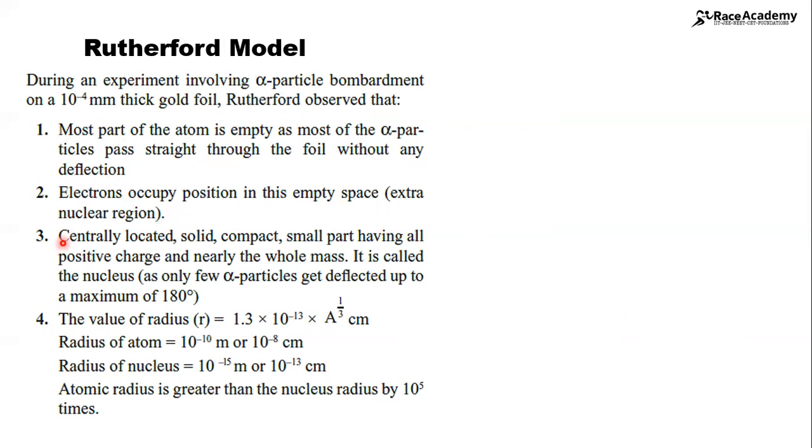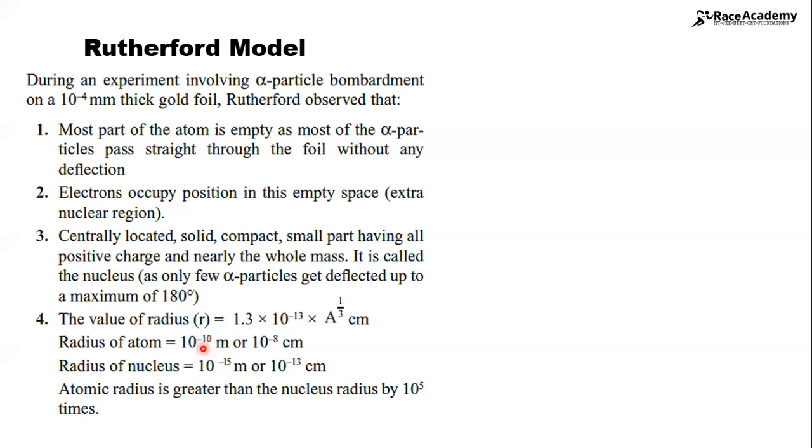Another one is a centrally located, solid, compact, small part having all the positive charge and nearly the whole mass, that is known as the nucleus. Only a few alpha particles get reflected, up to a maximum angle of 180, and only at that point did they notice this nucleus. They also gave a formula for the radius, that is R equals 1.3 into 10 to the power of minus 13 into A power 1 by 3 centimeters.